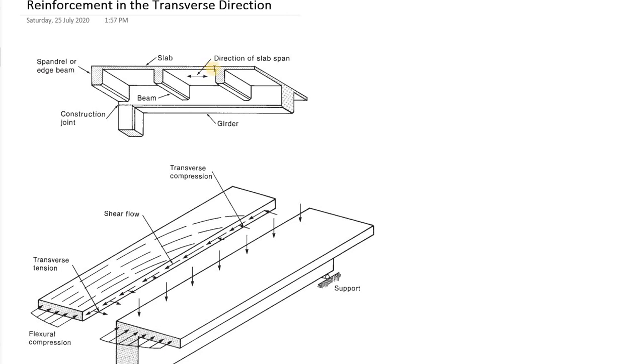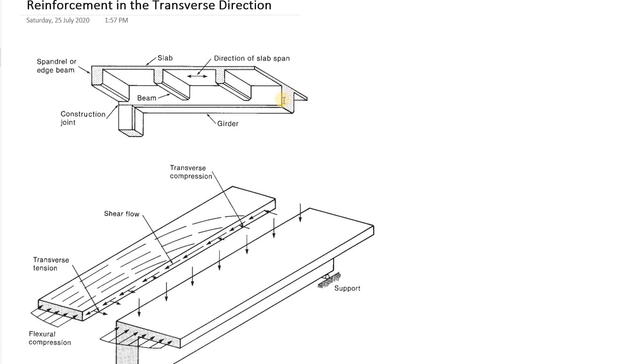So you don't need to provide any additional reinforcement in the transverse direction for this beam, because we have already designed reinforcement in the slab in this direction. The slab's main flexural reinforcement is in this direction, and the slab is spanning in this direction. In this case, the flexural span of the slab is parallel to the transverse direction of this beam.